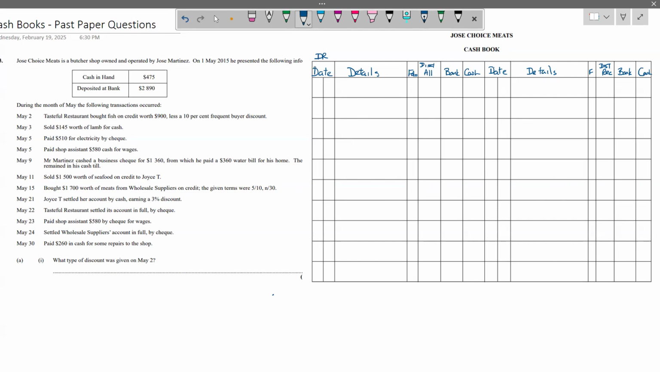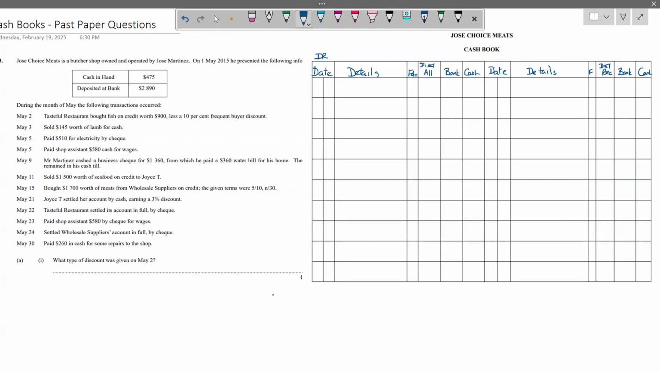Now, before we start to just enter items into our cash book, it's always advisable to go through a question, look at the transactions to get an idea as to what is taking place and where things are going, right? That should always be your approach with your accounts papers, with your accounts questions and your papers.